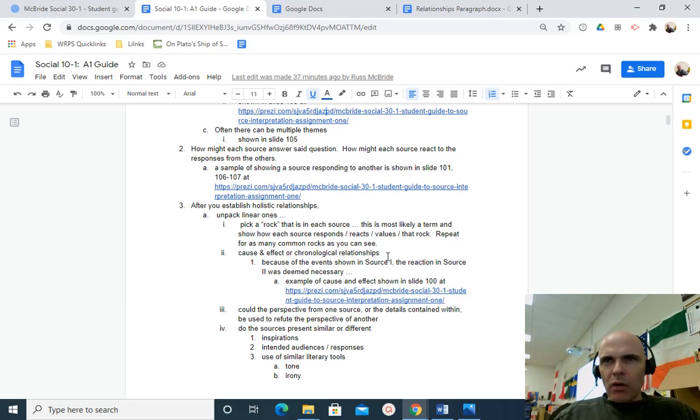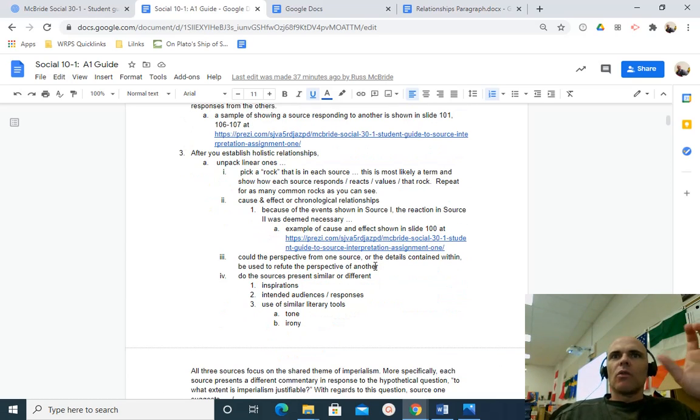So we need to look for common rocks, but also, as we look for common rocks, we could say that the privacy mentioned in source 1 as a threat to society is shown in source 2 as the purpose of society. So we're announcing that there's a linear relationship, but we may be contrasting how that rock is being illustrated.